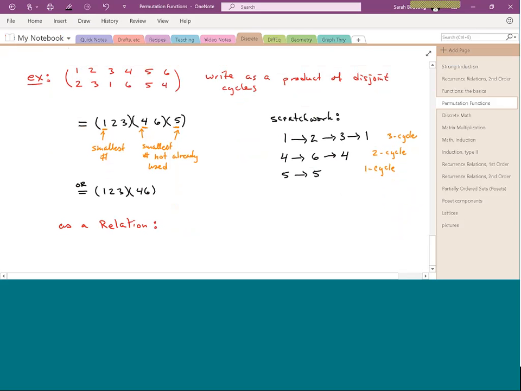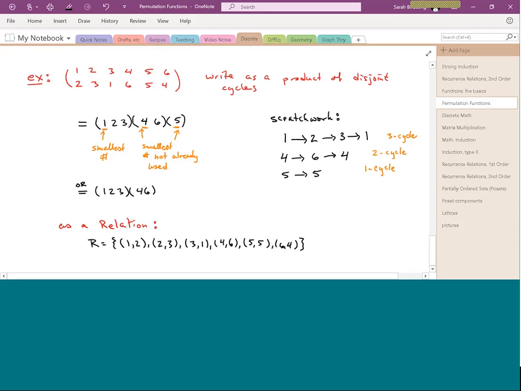So if we looked at this guy as a relation, there's no need to ever write out these ordered pairs, but if you did, it would be all the columns. So we've got (1,2), (2,3), (3,1), (4,6), (5,5), and (6,4). Here's why I wanted to write it out as a relation.